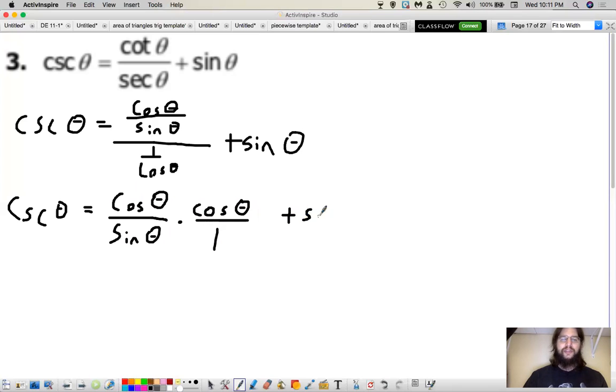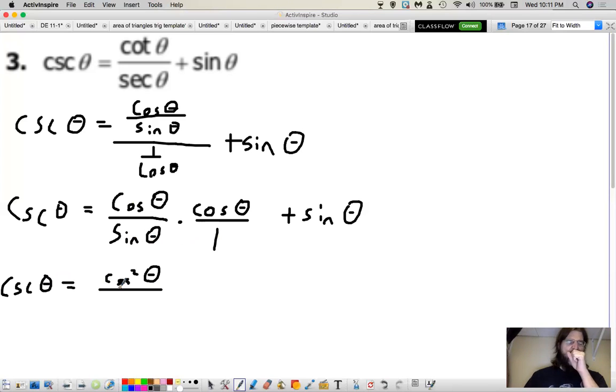I didn't mess with the sine of theta, so I'm just going to write that down. All right, so let me multiply this here real quick, not changing my left side. Cosine times cosine is cosine squared over sine of theta. Sine of theta times 1 is just sine of theta, plus sine of theta. Again, I'm dealing with fractions, so make sure it's fractions, plural.